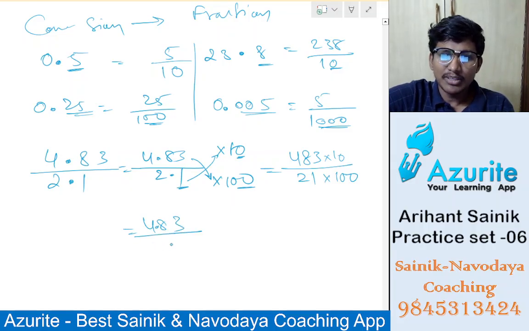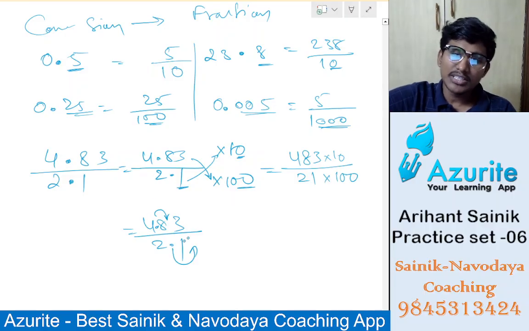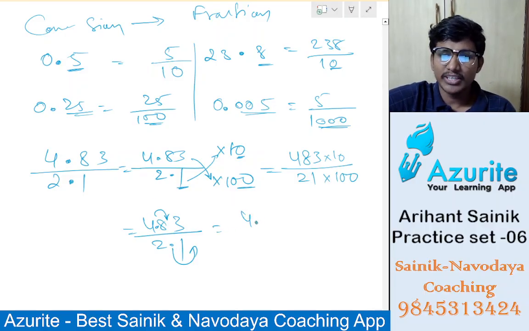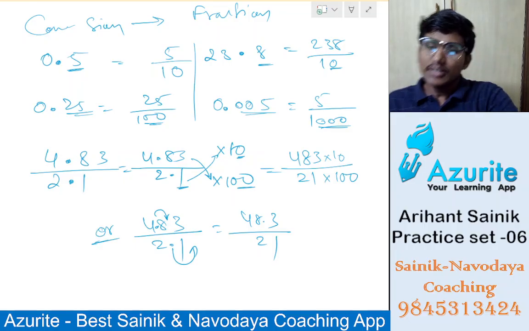4.83 divided by 2.1. This 1 point shift. First we have to shift from the denominator, so it will be 48.3 divided by 20. Understood? Now you can divide by 20.